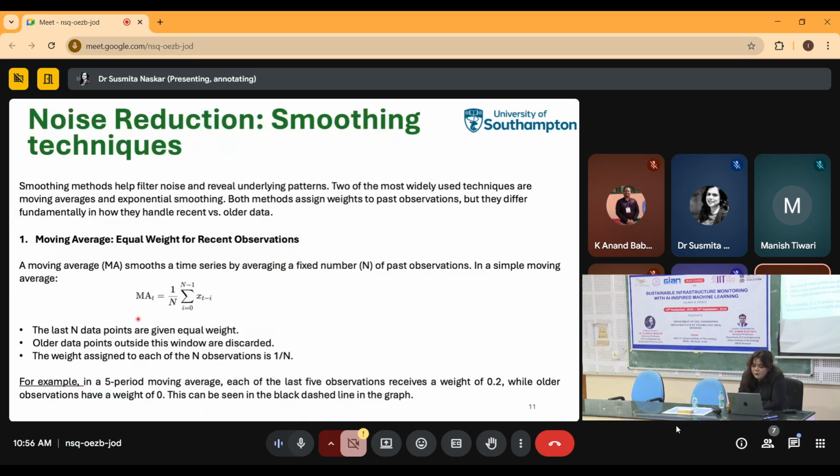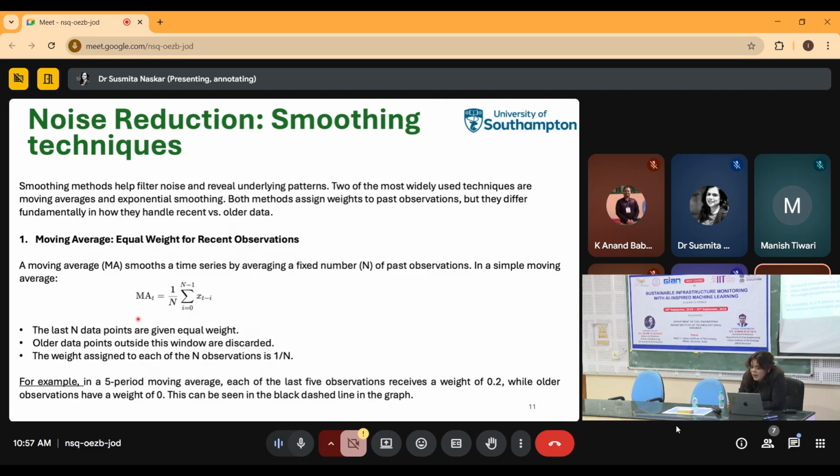And then if you will, noise is very important. Noise also brings a lot of uncertainty, and it is very important when we talk about infrastructure monitoring. So we need to understand how we reduce the noise. Noise reduction is very important, and we can do this in several ways. There are several methods we use. Smoothing is actually one of those. Smoothing helps to filter the high frequency noise.